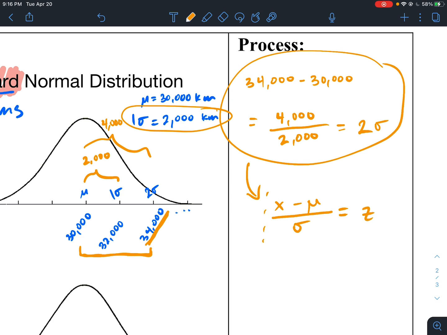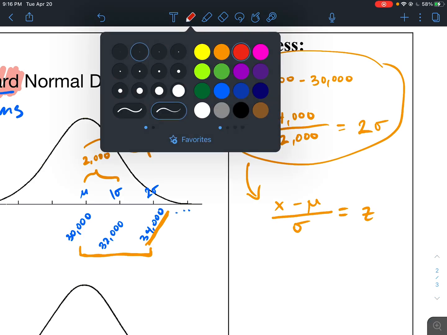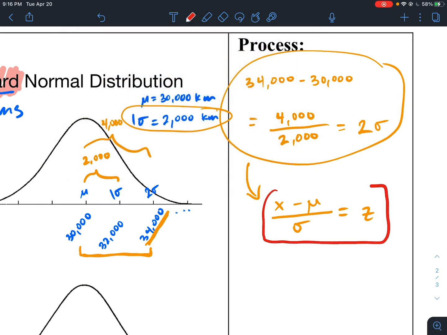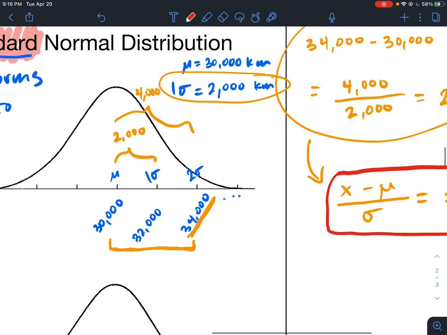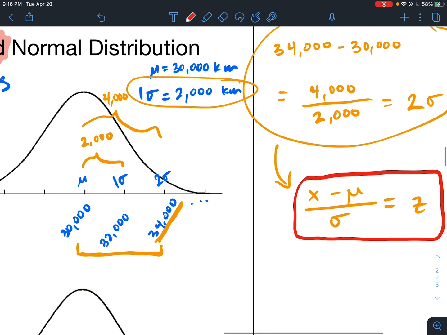Now, this right here is something you're going to want to highlight. This is what we're going to be using all throughout this unit. This equation is so important. This is how we standardize scores. For a problem like this, it's very easy to tell that 34,000 is 2 standard deviations away from the mean, because we're given that the standard deviation is 2,000, which means I just have to add 2,000 and add 2,000. So I went over 2 standard deviations.